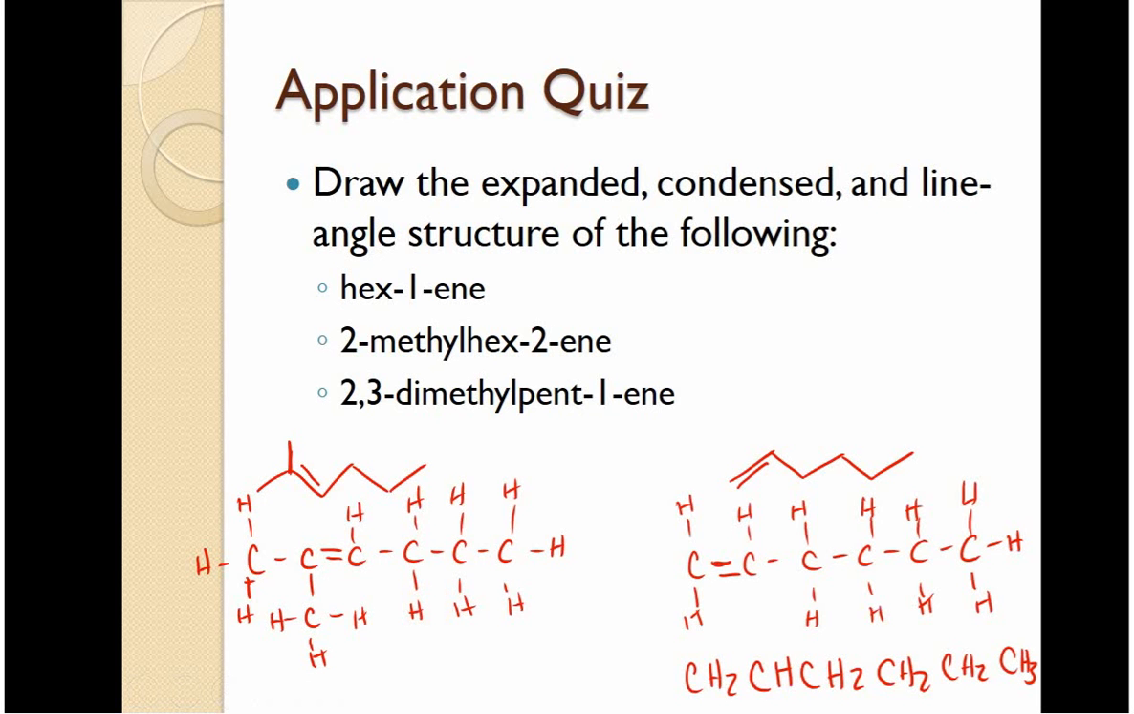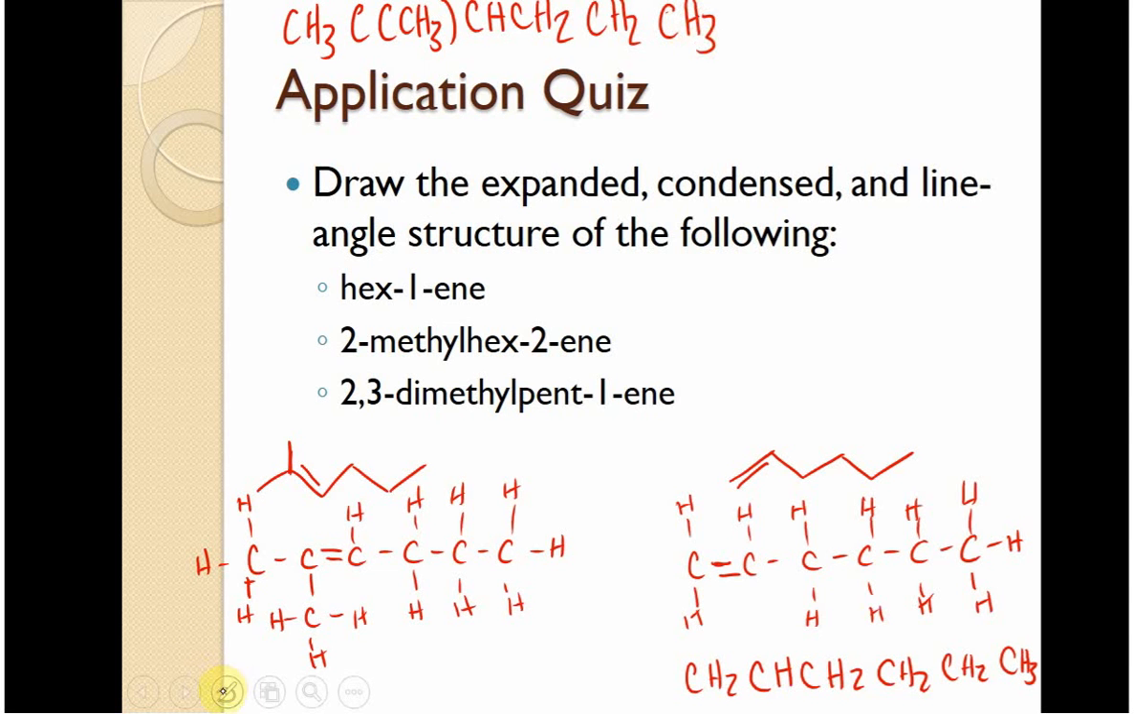Now the condensed would be, I'm going to have to do it up here because I'm going to write on my buttons, which wouldn't work. This is CH3, then there's C with a CH3 in parentheses, then there's CH, CH2, and CH3. Okay.